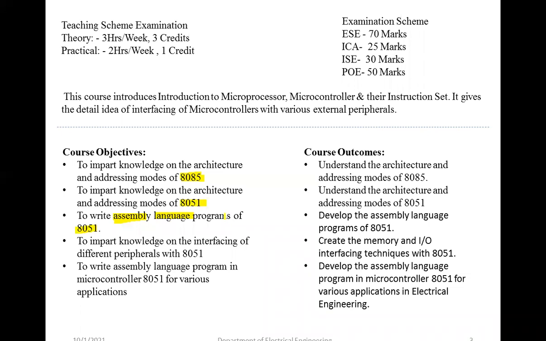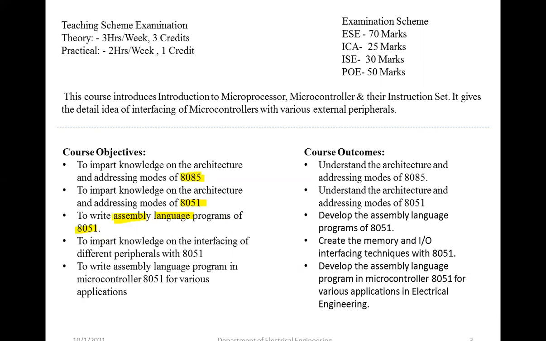So what is the objective of this course? You have to learn the machine language clearly. Machine language means zeros and ones, which is understood by our computer. Then the advanced language is the assembly language. The difference is that in assembly language, the execution of the program is faster, but the number of instructions required to write the program is more.